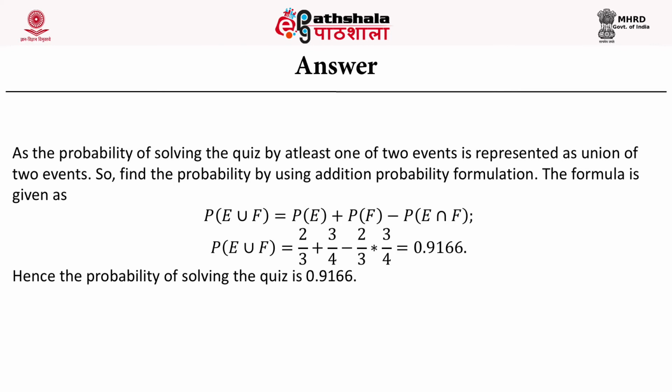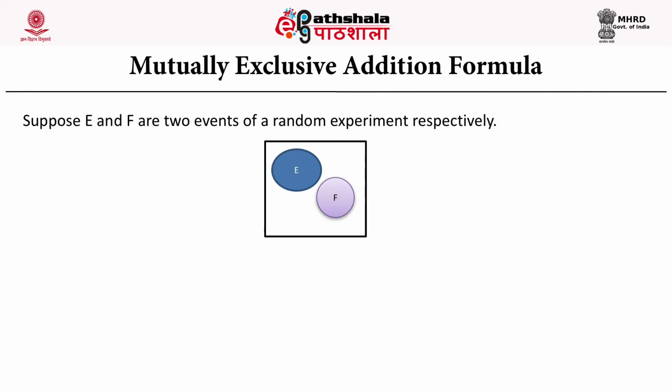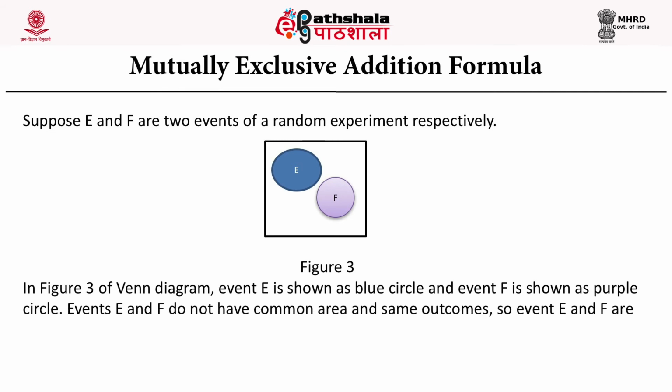Hence the probability of solving the quiz is 0.9166. Now coming to the definition of mutually exclusive addition formula. Suppose E and F are two events of a random experiment respectively. From the Venn diagram, event E is shown as a blue circle and F is shown as a purple circle. Events E and F do not have common area and same outcomes. So events E and F are mutually exclusive events.